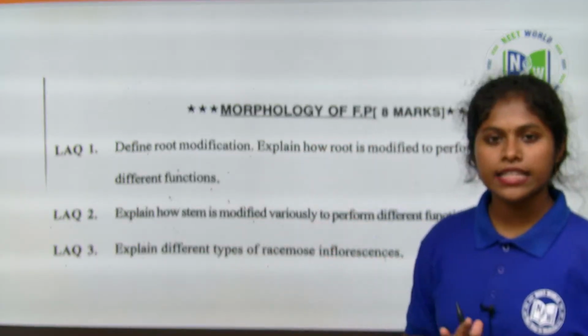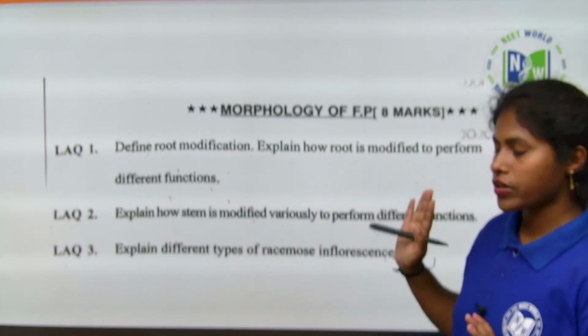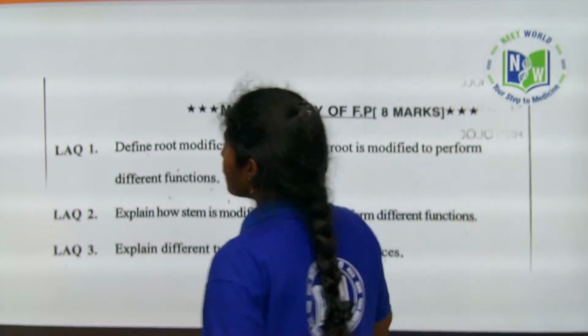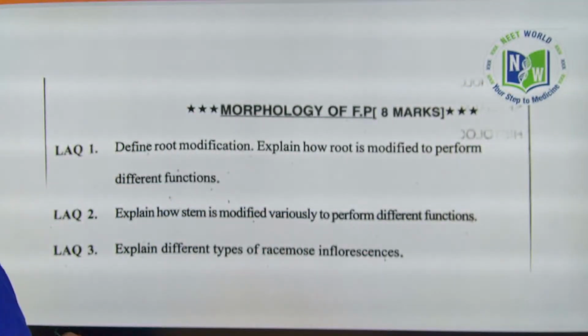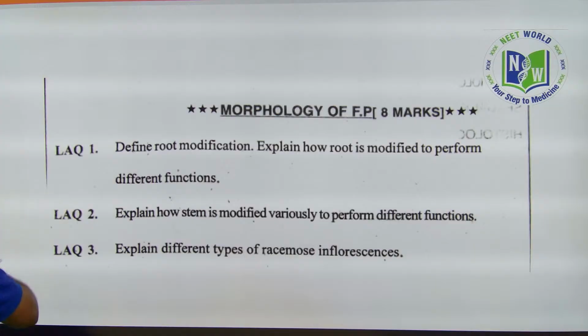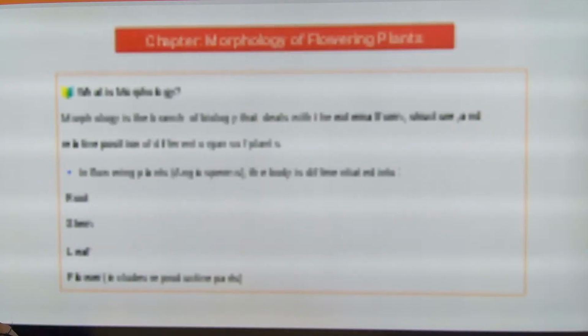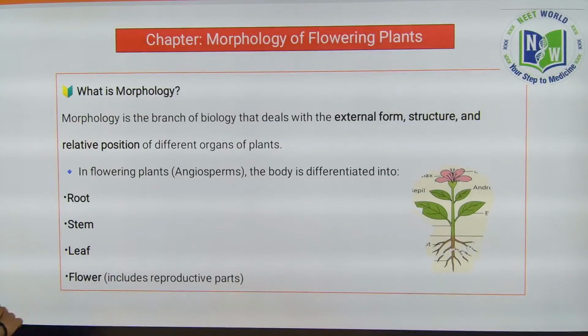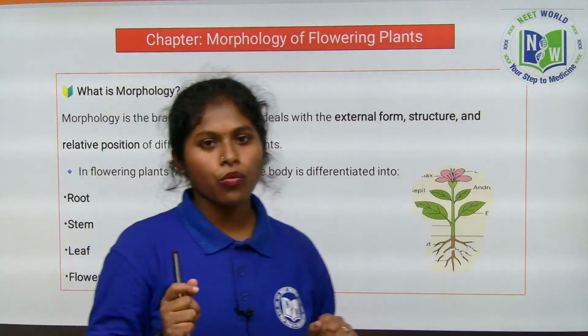So we will discuss these 3 questions today. If you are thorough with these 3 questions, you will definitely write one of the questions from Section C. Let's start today's topic, the morphology of flowering plants. First essay, root modification. So we have to know what morphology is.